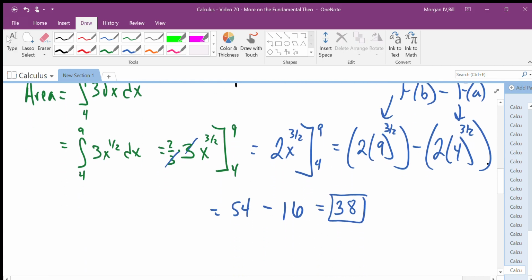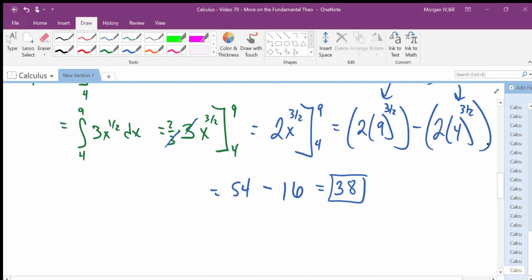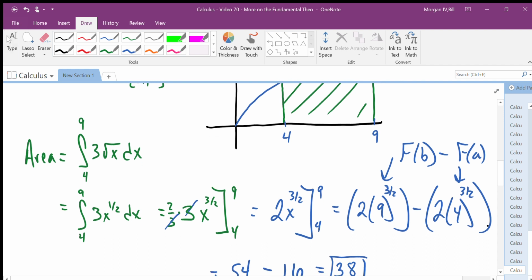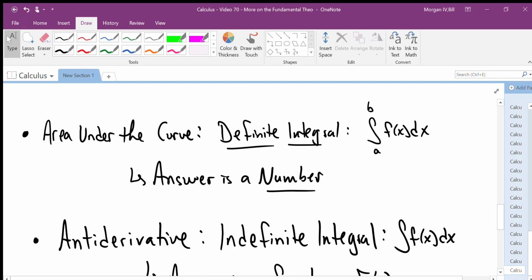Okay, let's make sure we're understanding the notation here, because it's a very similar notation to what we had when we were doing antiderivatives, just strict antiderivatives. So let's make the distinction.